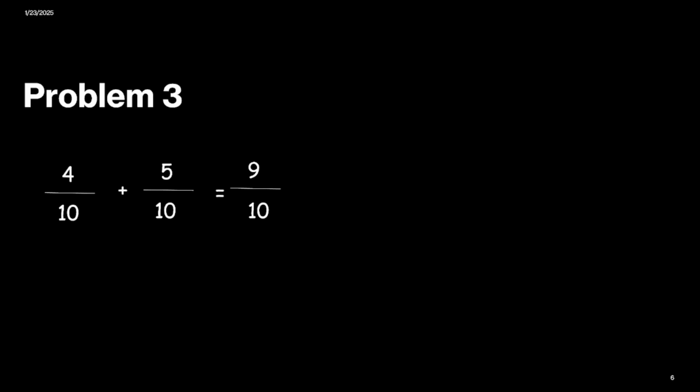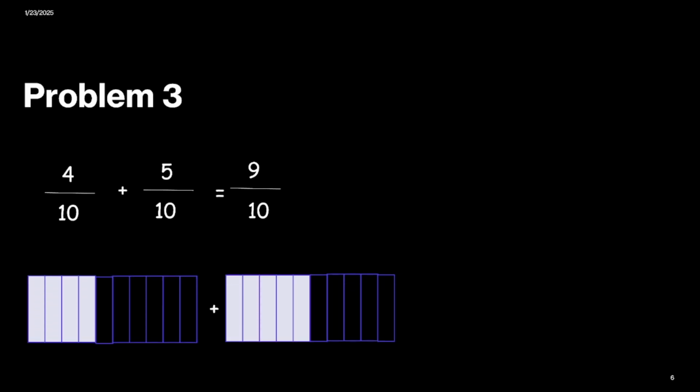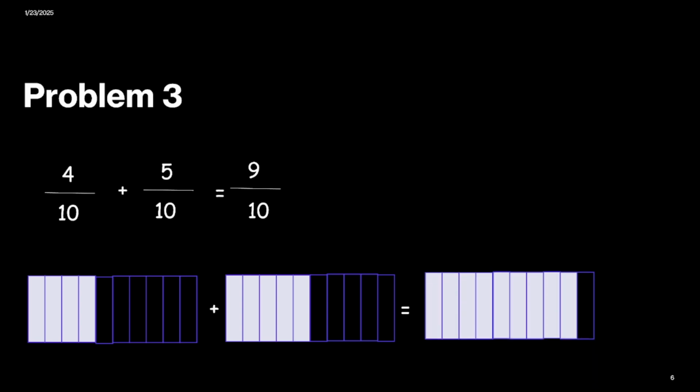Now using a diagram, 4 out of the 10 should be shaded if you did it, and 5 out of the 10 are shaded. Now if you add them all together, you're going to get 9 out of the 10 boxes that are shaded. So that's how you show it when using a diagram. So hopefully that made sense.